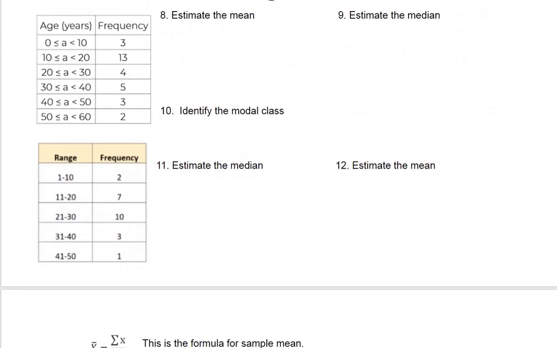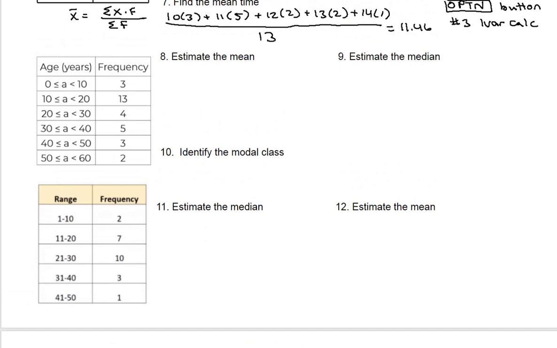The difference here is that the data has been grouped. We still have to do the same things. We have to estimate the mean. And keep in mind, notice the estimate, because we don't really know how many ages are 10 or 5. All we know is that between 0 and 10, there were 3 people. So when we have to find the mean and we're estimating with grouped data, we're going to use mid-class values.